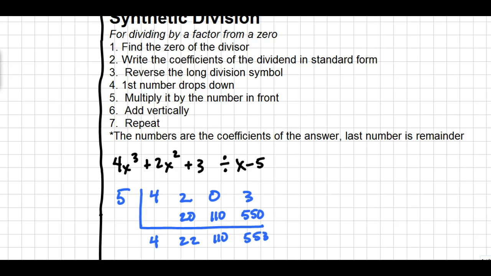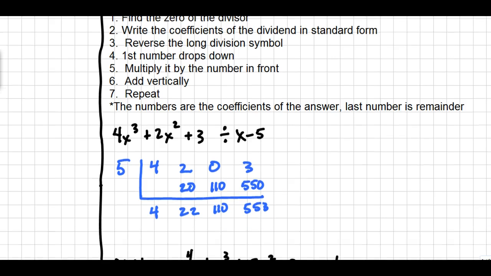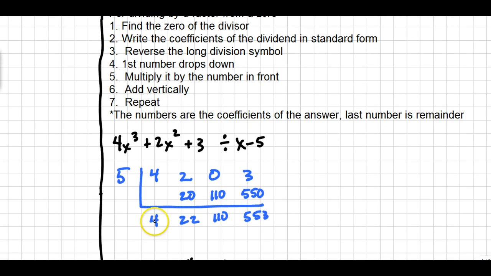Now let's talk about how to structure your answer. Your answer is going to be these coefficients next to a polynomial. Obviously our x here is the variable. The original polynomial was x cubed. It's going to get divided by x, so the answer is going to have to start with x squared. So the power here is 1 less than what we started with originally, and then the powers just descend after that. So I'd say 22x plus 110.